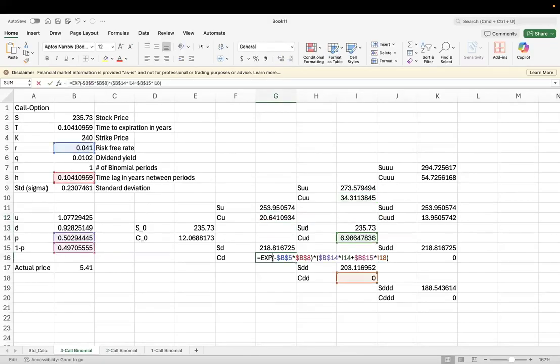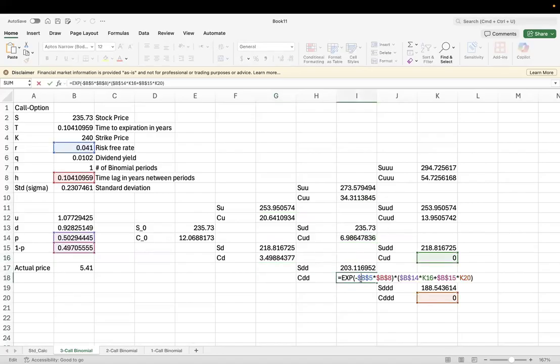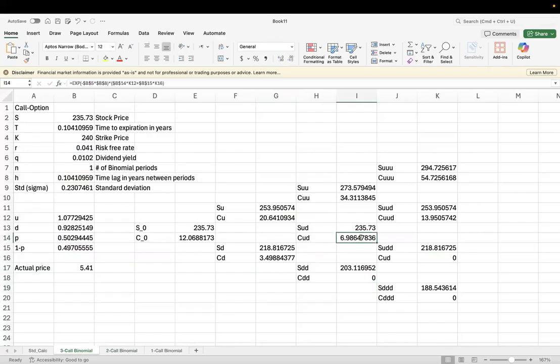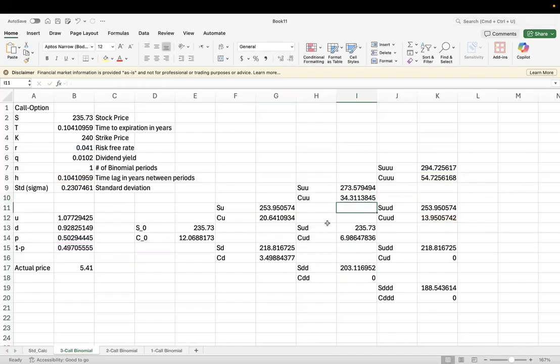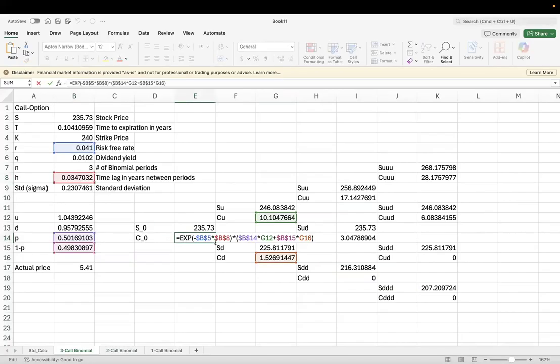And then this one looks good. This one looks good. So let's change this to 3 and 5.82. So this is what we got for this.